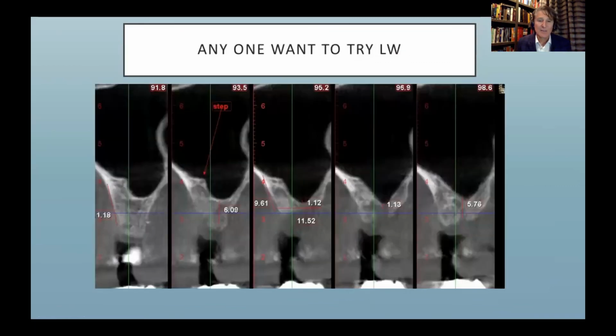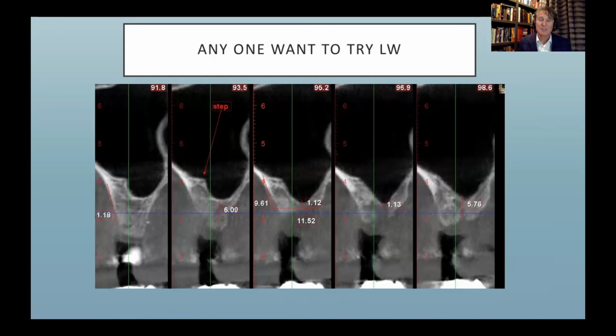So let's take a look at this case and say, do you want to try doing a lateral window here? Do you see this step in the bone? So the old root was here, the sinus dropped down in between the two roots, but there's this residual ledge. So we have to first cut into the window very high. This is at least 10 or 15 millimeters up, and that's very hard to get access that high. Then we have to somehow remove the membrane over that step without creating a tear. So that's not a very good case for doing a lateral window.